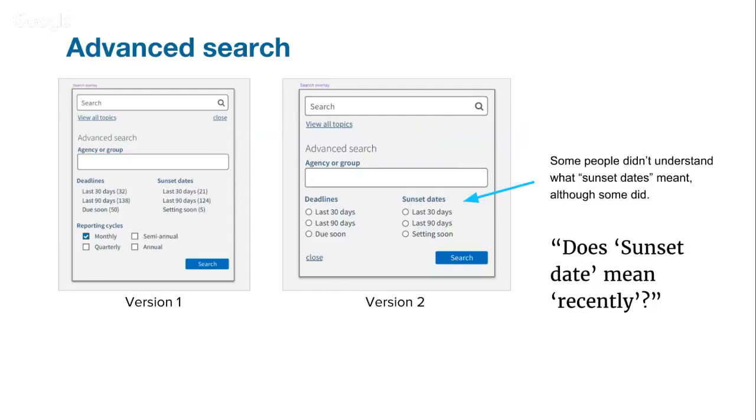And then a few users didn't understand what sunset dates meant. So a few users were confused by that. A few people got it. A few people understood that it had to do with the life cycle management of the content itself. That could be clarified through changes in the text copy or stuff like that.